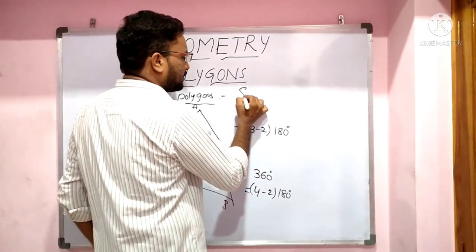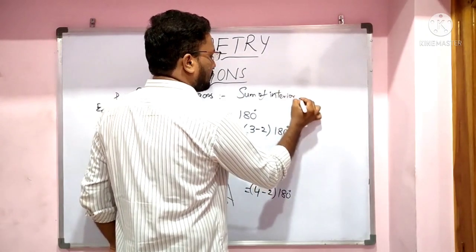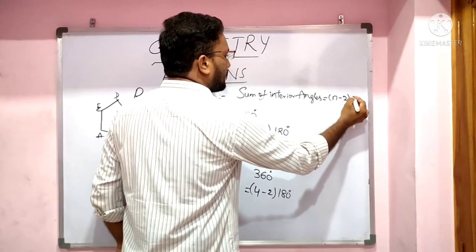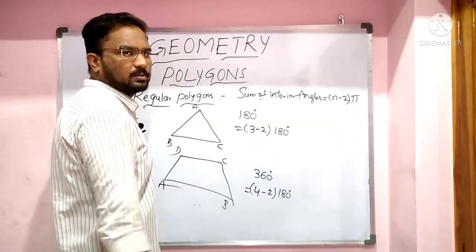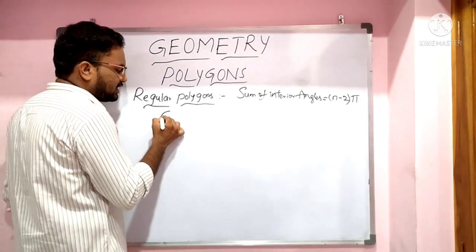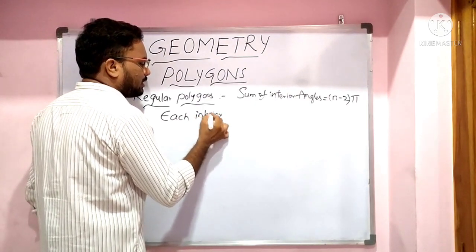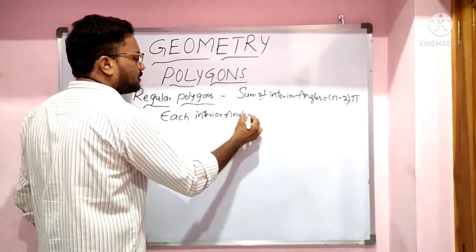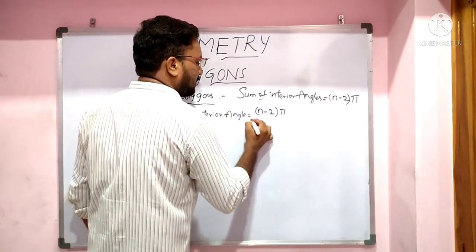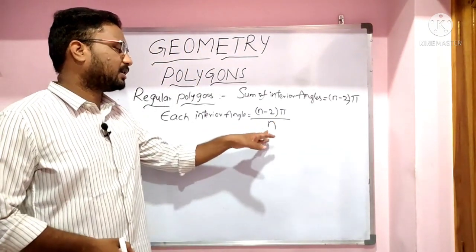Sum of interior angles equals (n minus 2) into pi, where pi is 180 degrees. Okay, next one, each interior angle equals (n minus 2) into pi divided by the number of sides.